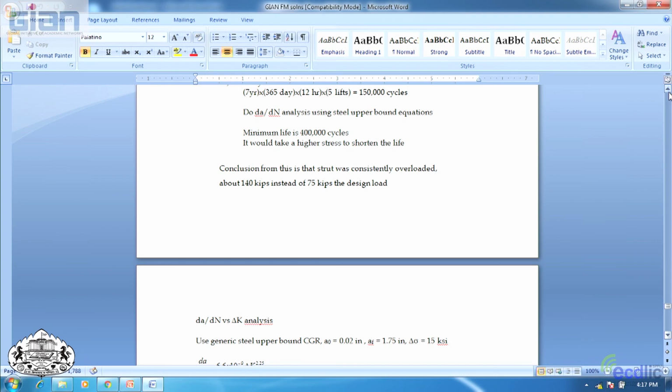So the reason it would have a shorter life is because it was overloaded and had higher stresses than what we assumed. My conclusion from these 3 points, K1C, delta K threshold, and fatigue life, was that this seemed to be consistently overloaded. So the reason for failure was overloading by the people who use this equipment. Any discussion, questions on this?